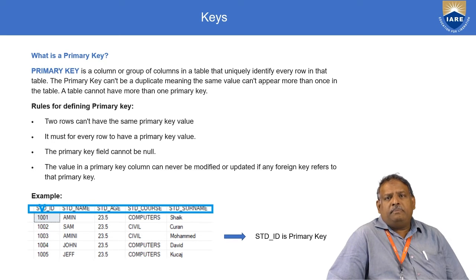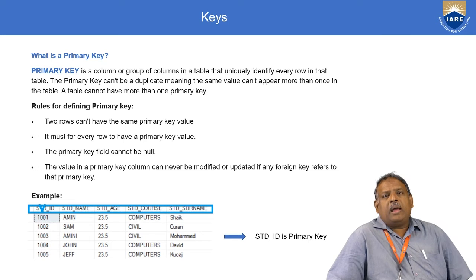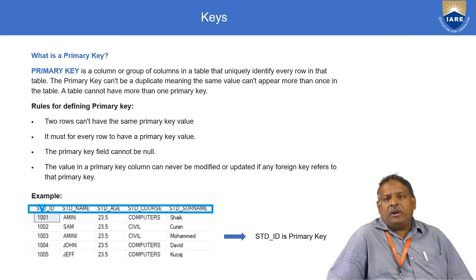It must for every row to have a primary key value. The primary key value field cannot be null. The value in primary key can never be modified or updated if any foreign key refers to the table.